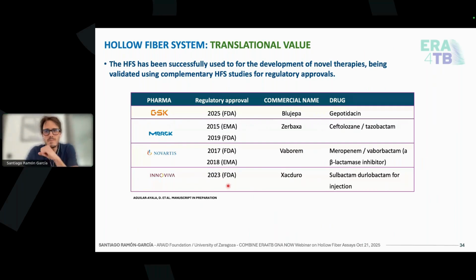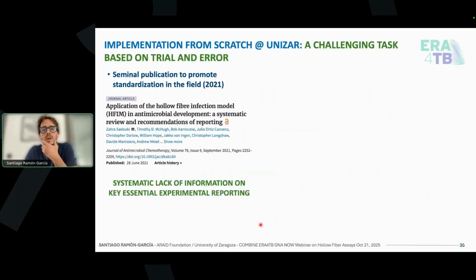And well, when we were trying to implement this at the University of Zaragoza, we actually started from scratch, trying to look into the literature, and we identified that there was a systematic lack of information on essential parameters that were very important to actually reproduce this data. In 2021, there was a seminal publication, a review, in which they analyzed how these methodologies were reported and identified a lot of gaps in the reporting of the methodology. And they actually proposed a lot of recommendations to improve this.